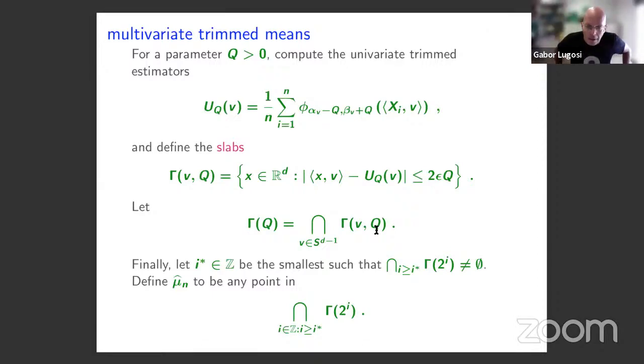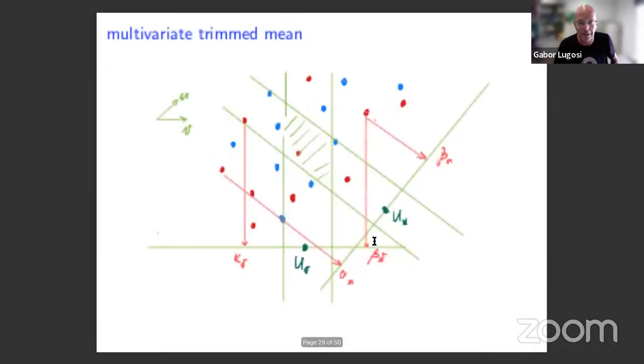Finally, we compute this for all possible values of Q in this geometric grid, and take the smallest one for which this set, the intersection of these slabs, is not empty. Then in that set we can take an arbitrary point. That's our estimate. So it's a little bit complicated, the definition.